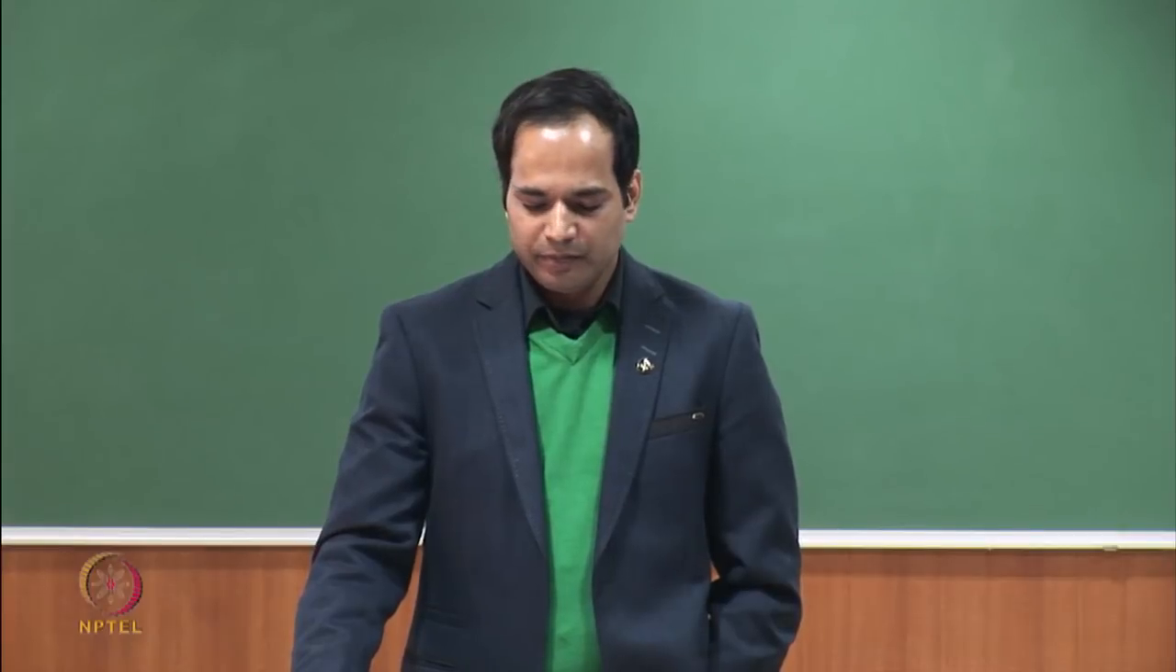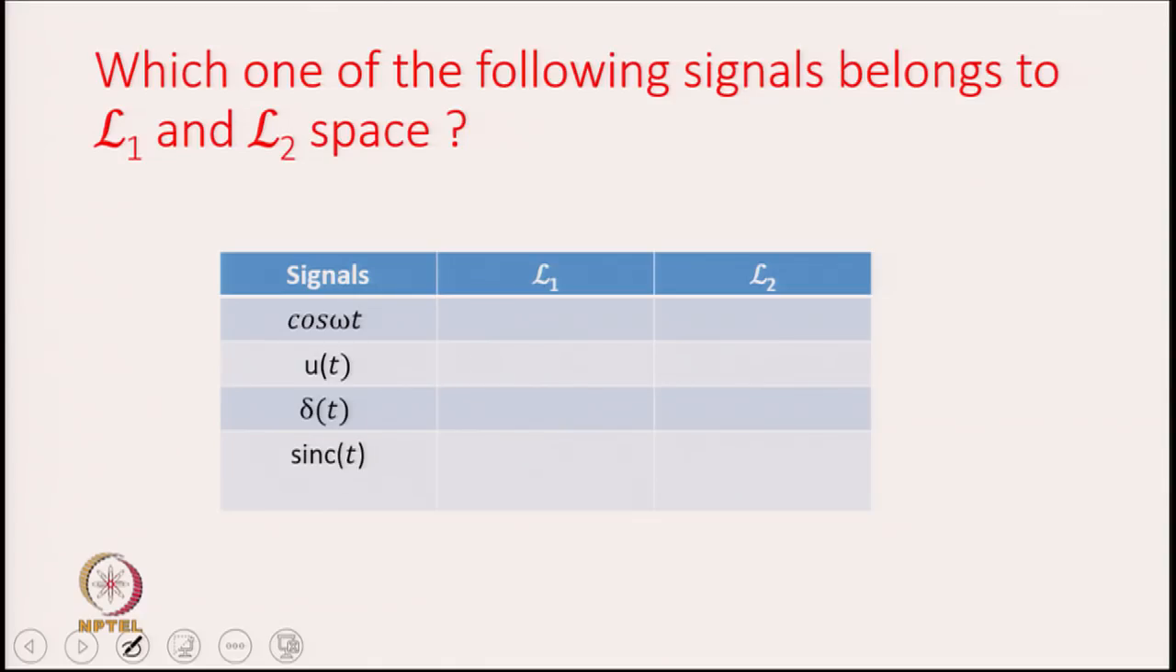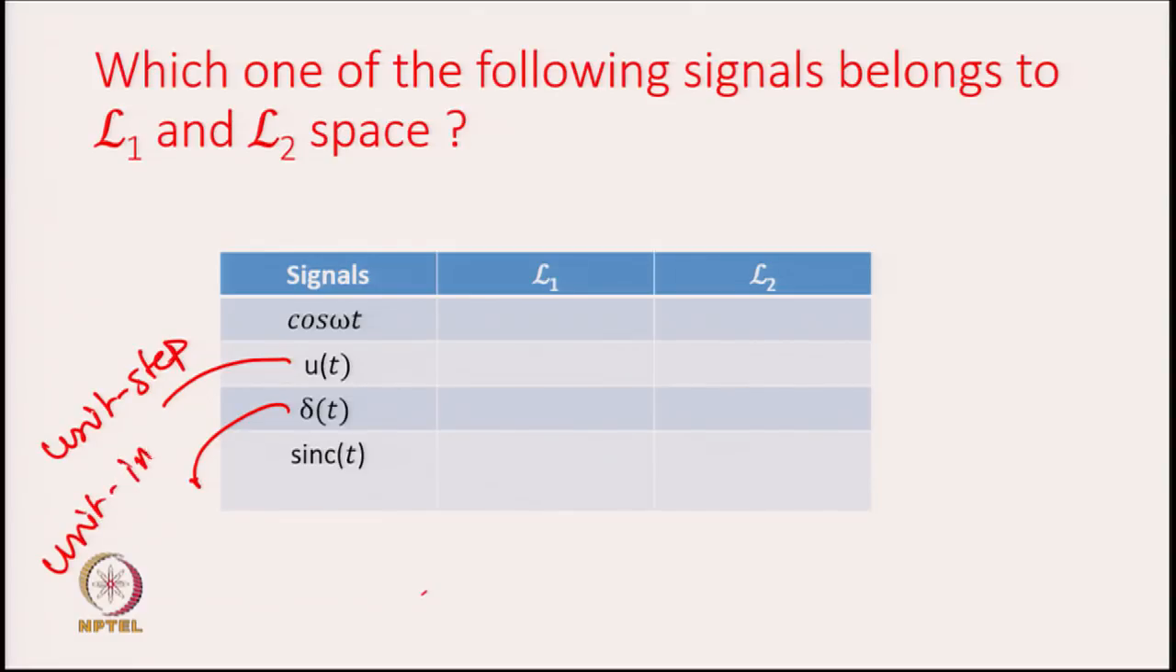Okay. Let me test you with one question. We have 4 signals here: cos omega t, u(t), which means the unit step, delta(t), which means the unit impulse, and sinc t, which means sin t by t. You have to find out whether these signals are L1 signals or L2 signals.